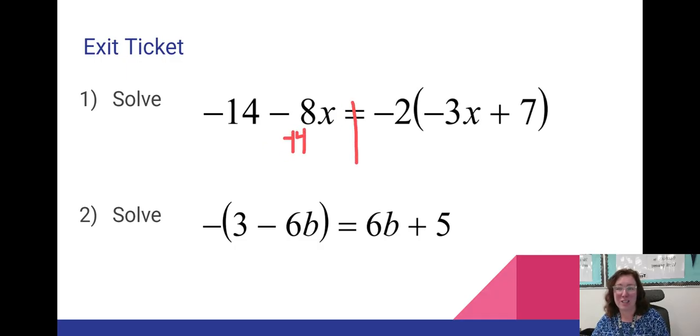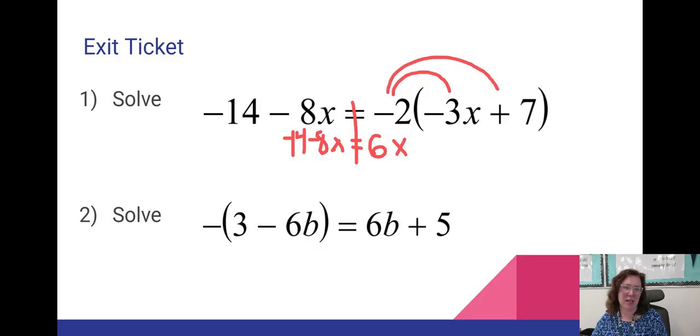Okay, negative 14 minus 8x equals negative 2 times negative 3 is positive 6. Negative 2 times positive 7 is negative 14. There's an x on both sides, and we don't like that. Negative 8 is smaller than positive 6. So I'm going to choose to get rid of the negative 8. The opposite of a negative 8 or a minus 8 is a plus 8x on both sides.